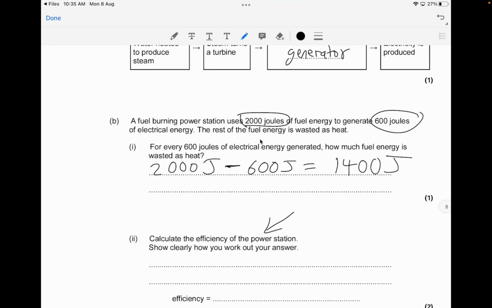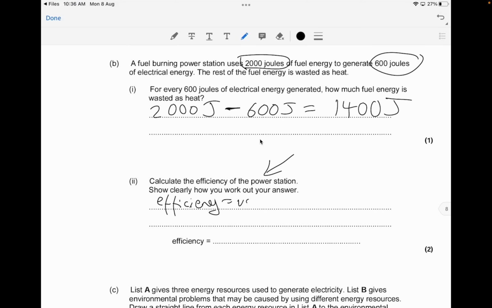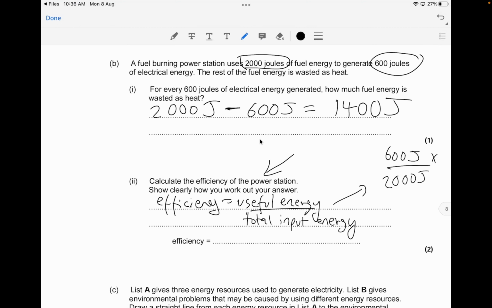Now you're going to calculate the efficiency of the power station. We know the efficiency formula. If you want me to write it down, I'm going to write it down for you. So efficiency is equal to the useful energy divided by total input energy. This is a nice little formula you can remember. Your useful energy in this case is about 600 joules, from the question, divided by the total energy supplied, which is about 2,000 joules. So you have 600 divided by 2,000 joules, which should give you a value of about 0.3.